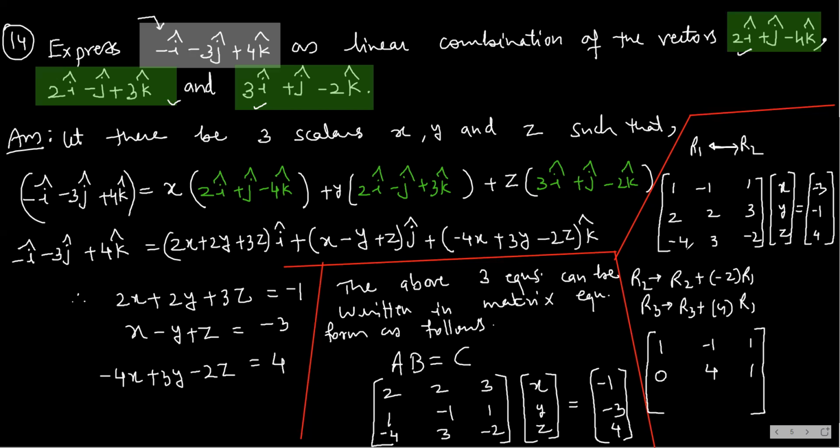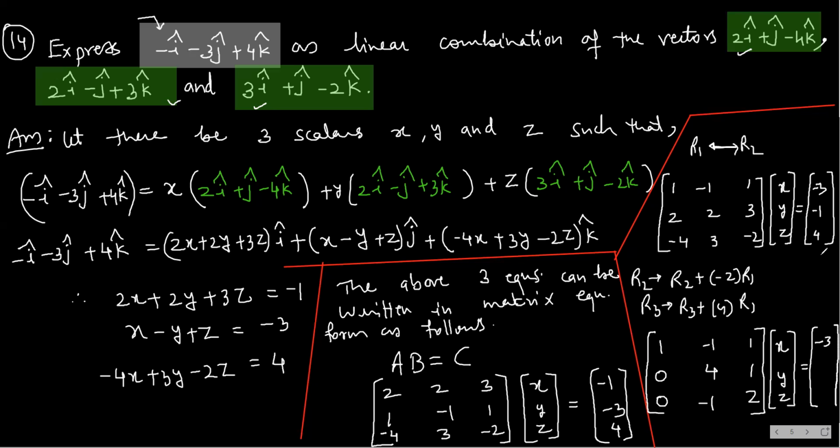Then R3 will change. Multiply 4 in all the elements of R1 and add it to R3. So now when you multiply 4, this will become 0. When you multiply 4, this will become minus 1. When you multiply 4, this will become 4. 4 plus minus 2 is 2. And here you have x, y, z. And remember, the transformation that you applied on the pre-factor matrix, the same will be applied on the RHS matrix. So this remains the same, minus 3.